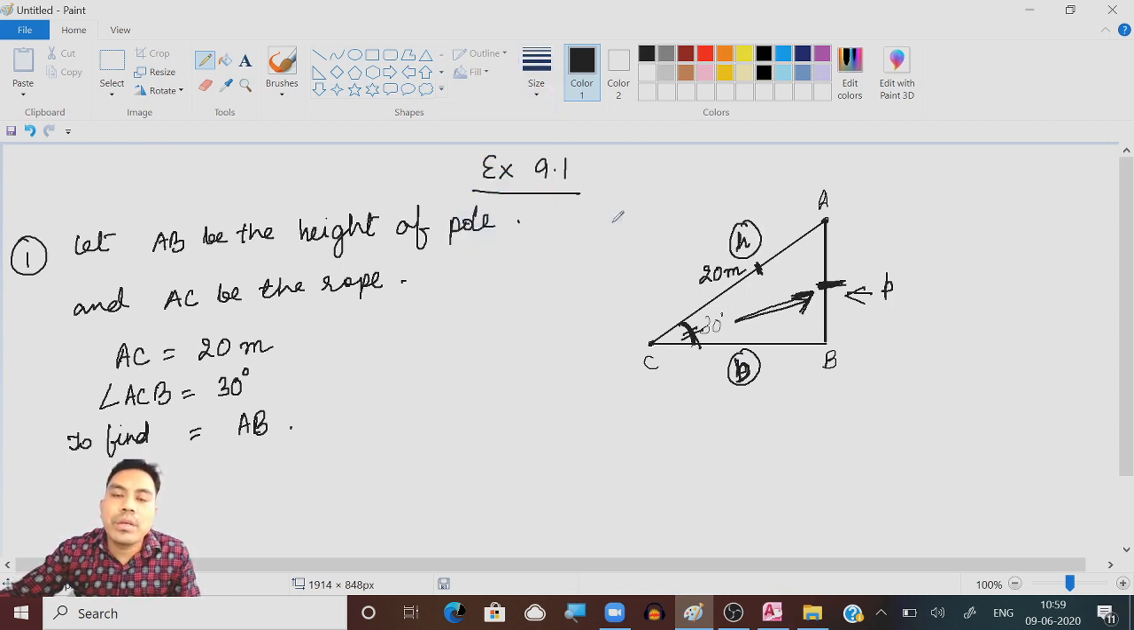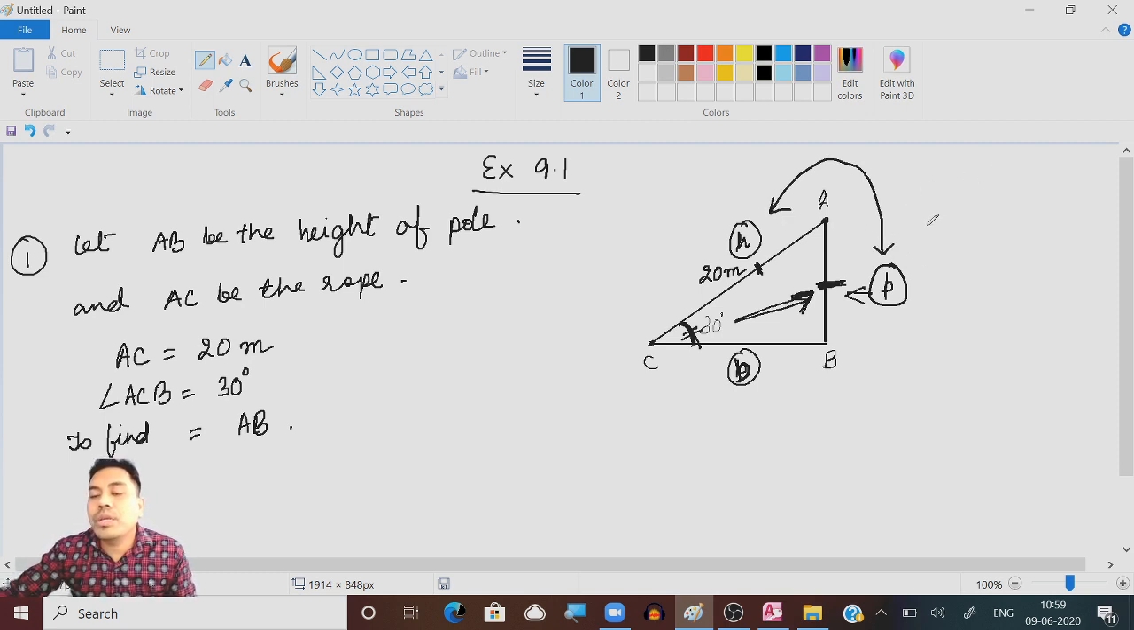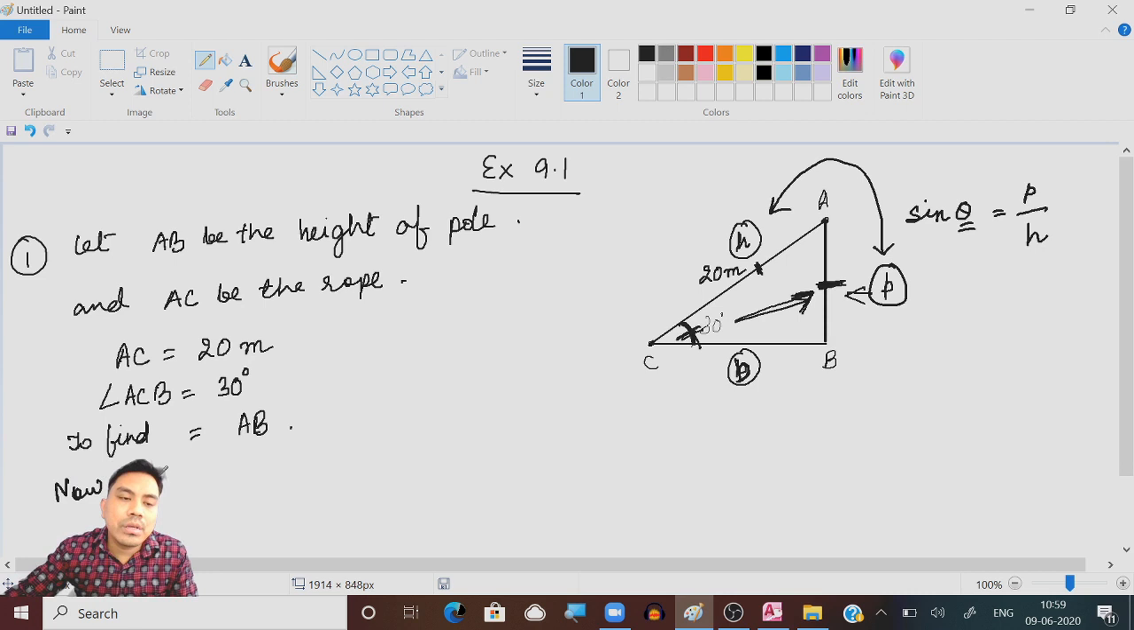Now we have to find the trigonometrical ratio which relates the perpendicular and the hypotenuse. The ratio is sine, because we all know sine theta is equal to perpendicular by hypotenuse. So in the triangle we'll apply sine theta, and the angle here is angle C. So we write sine 30 degrees is equal to AB by AC. Sine 30 is equal to half, we all know.